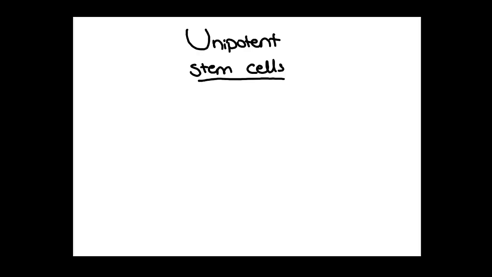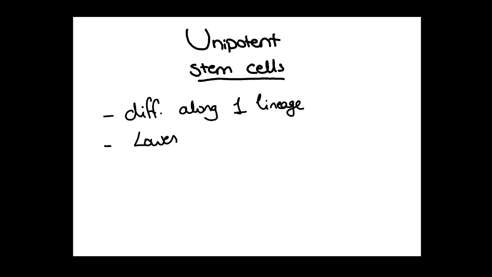The final stem cell type is the unipotent stem cell. They're cells that can differentiate along only one lineage. Now, they're found in adult tissues and they have the lowest differentiation potential, as they can only become one thing.